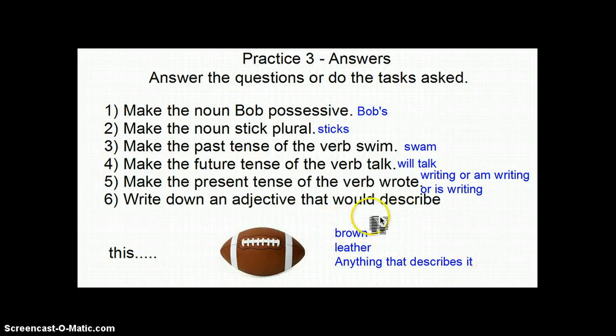Obviously there are more answers to question number 6. I just put a couple of possible ones. Anything that could describe that football. The word oblong would even work. Okay? If it said Wilson right here as a brand, you could use that.